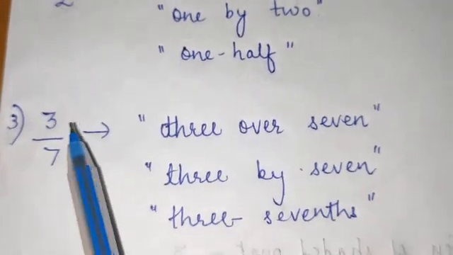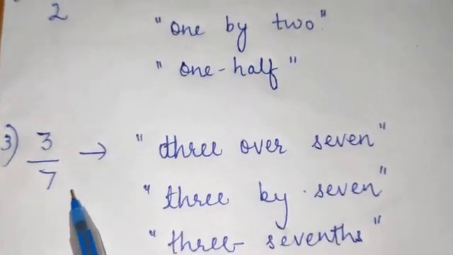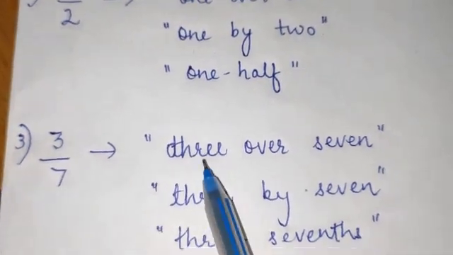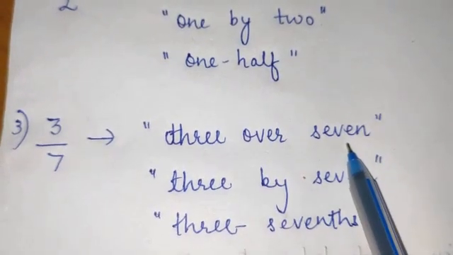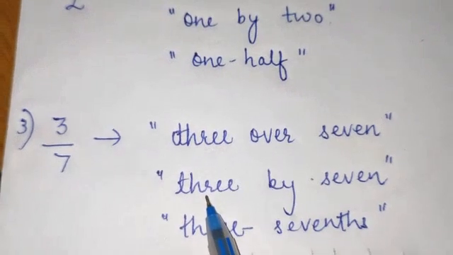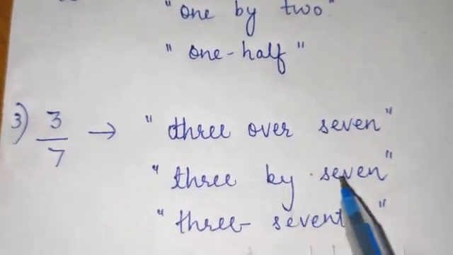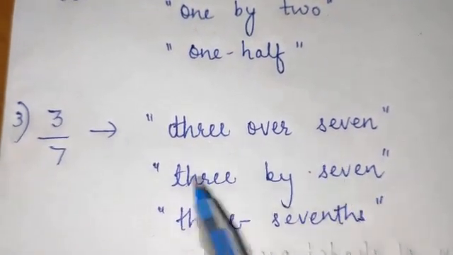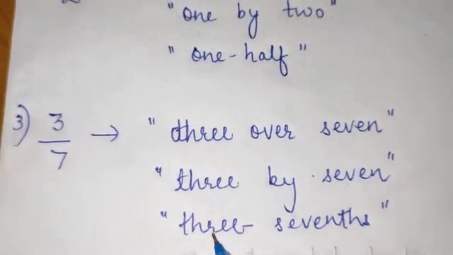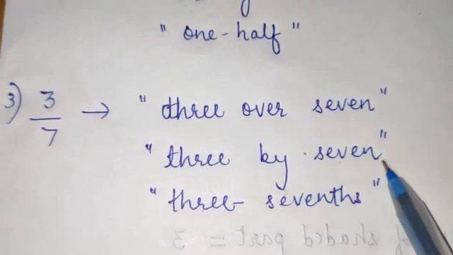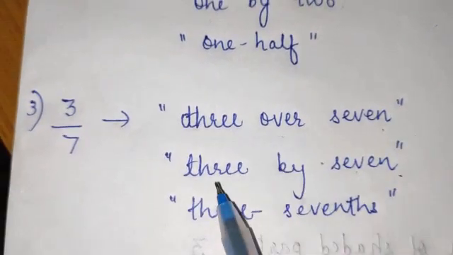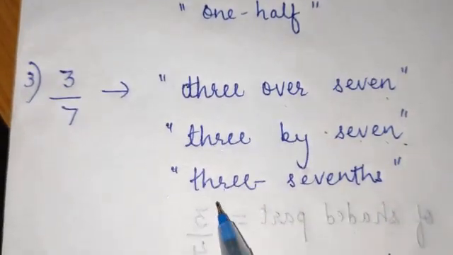Okay, one more, 3/7. We can write it as 3/7. Then in another way, 3/7. 3 is the numerator and 7 would come at last. So 3/7.